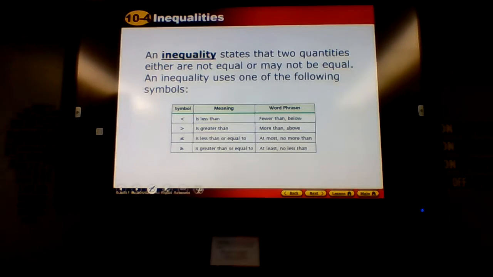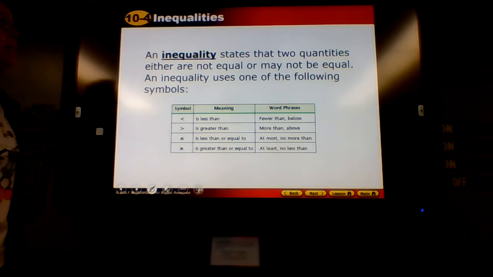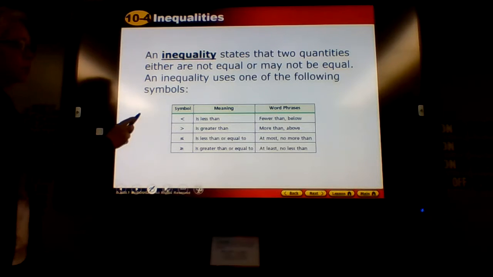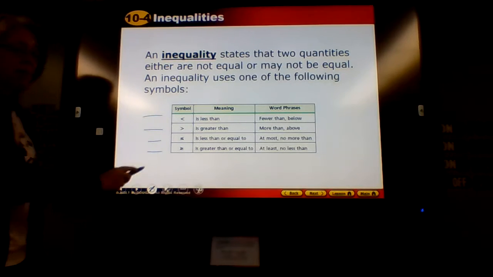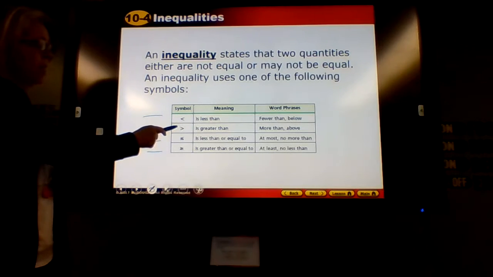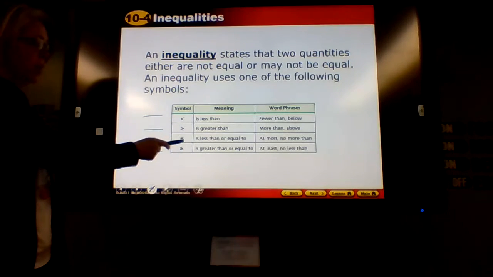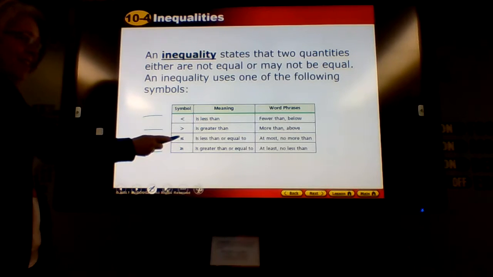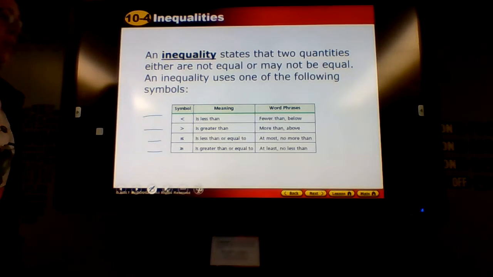So an inequality states that two quantities either are not equal or may not be equal. An inequality uses one of the following symbols. I know we've all had these before. Is less than, is greater than, is less than or equal to, or is greater than or equal to.